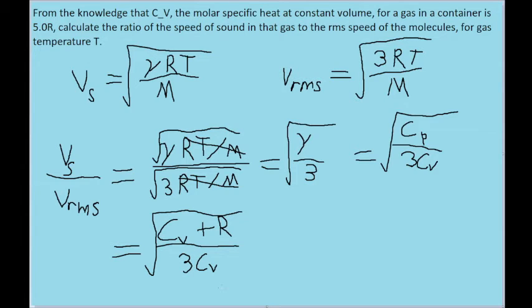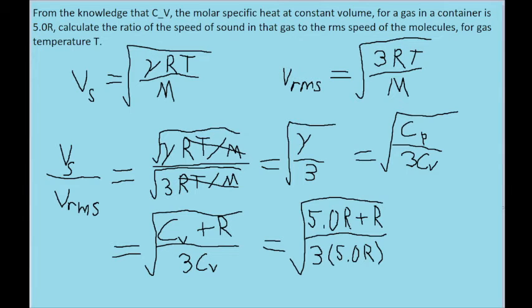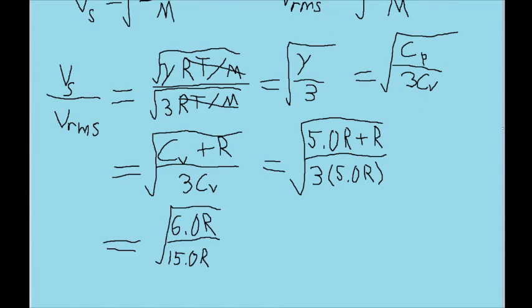Now it's time to actually start plugging values in. The problem tells us that for the case of this problem, C sub V, the specific heat at constant volume, is equal to 5.0 times R. So let's substitute that in. Now to simplify a little further, let's add these two R terms together. So 5R plus R is just going to be 6R. And the 3 and the 5 can multiply together for 15R. So now the R's can cancel out more easily in this term. And we can simplify the 6 and the 15 by dividing both the numerator and the denominator here by 3, which gives us 2 over 5.